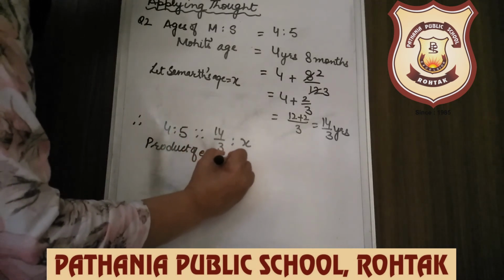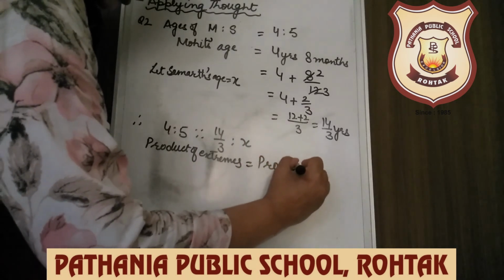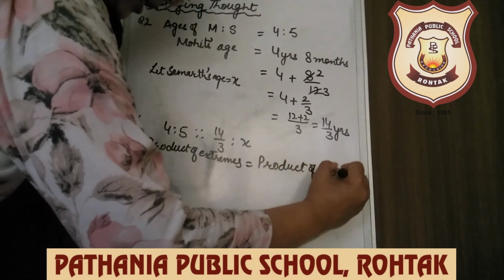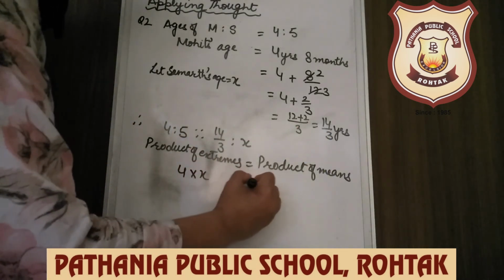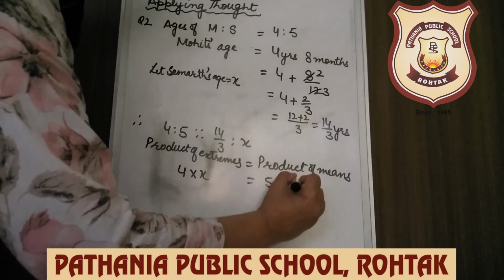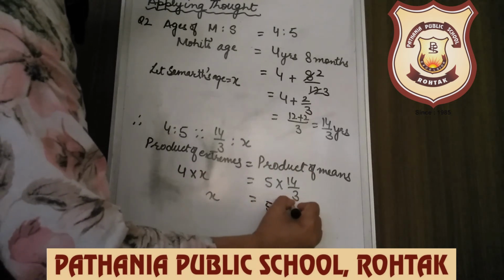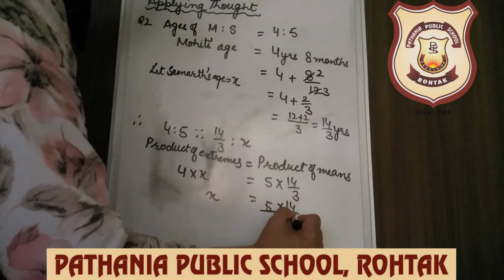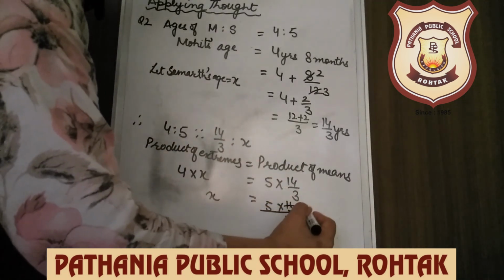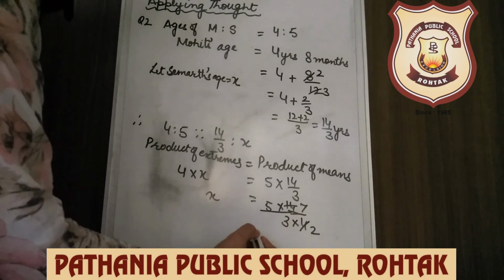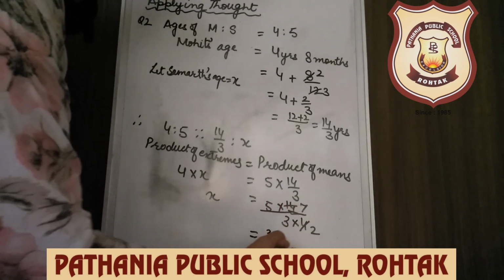Now product of extremes is equal to product of means. Extremes is 4 multiplied by x and this is 5 multiplied by 14 upon 3. X here 5 multiplied by 14 upon 3 multiplied by 4. This will get reduced 2 7s and 2 2s. So 5 into 7 is 35 and this is 6.